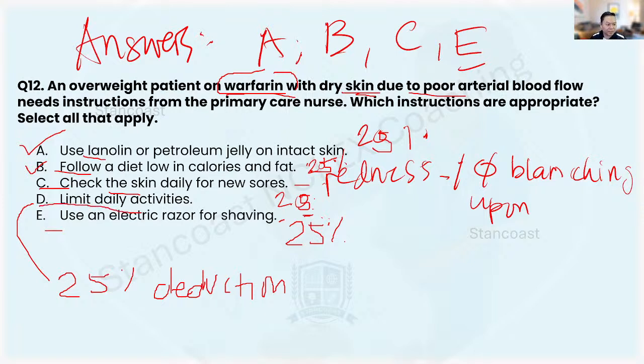And letter D here, what is this? Limit daily activities. This is going to be an incorrect answer because in the patient scenario here, the patient is overweight, has poor circulation to the lower extremities. We're not going to limit the activity. Instead, we will encourage the patient to move around in order to promote circulation. Okay, so that would eliminate letter D. We're not going to limit their daily activities. All right, let's move forward to the next question.